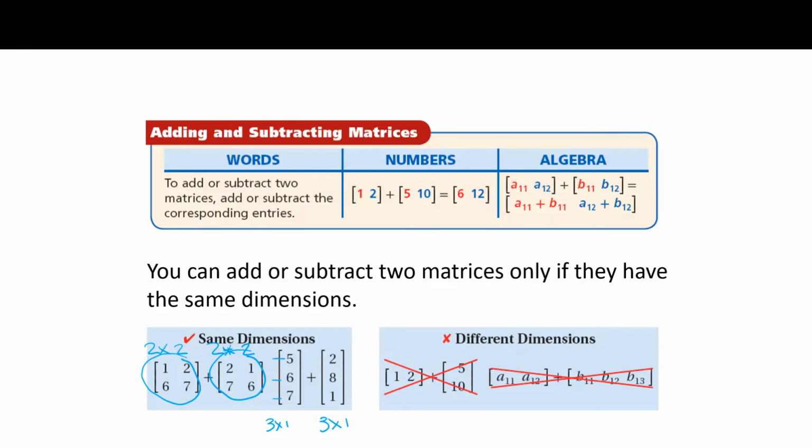But notice this has 1 row and 2 columns. So that's a 1 by 2, but look at this one over here. This has 2 rows and 1 column. So these two are not the same dimensions, even though they look close to the same. This is a 1 by 2 and this is a 2 by 1. So we cannot add those. And it's going to be the same thing here. We have 1 row and 2 columns, and this one, we have 1 row and 3 columns. So again, we cannot add those two matrices together.